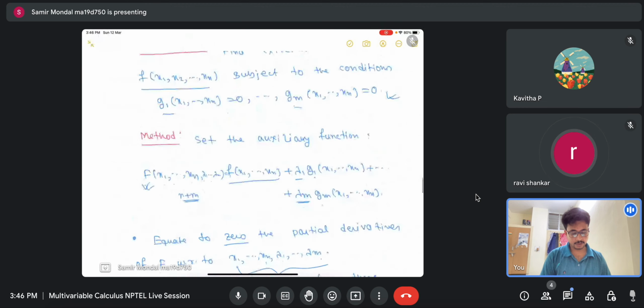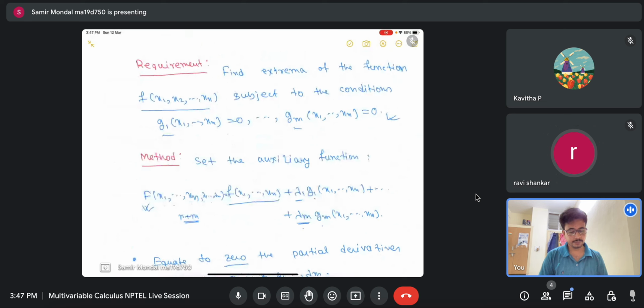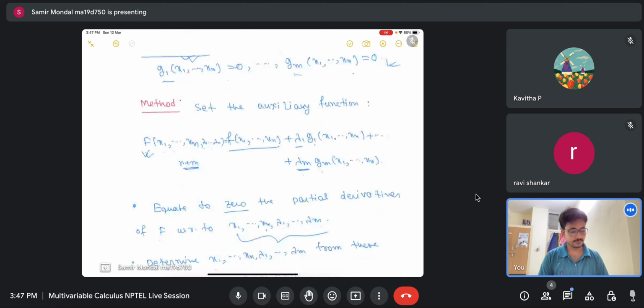Our objective was to find the extrema of the function f subject to these conditions. This is our main motivation, and the method is that you have to set the auxiliary function first. Suppose your function is an n variable function and m constraints are there, then the auxiliary function is a function of n plus m variables. You will get one auxiliary equation.